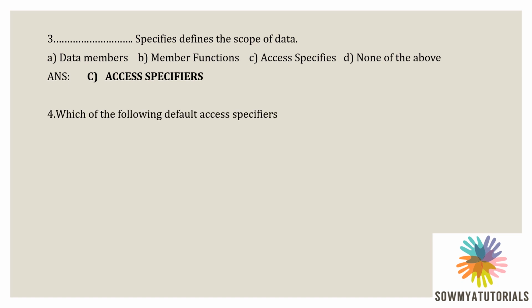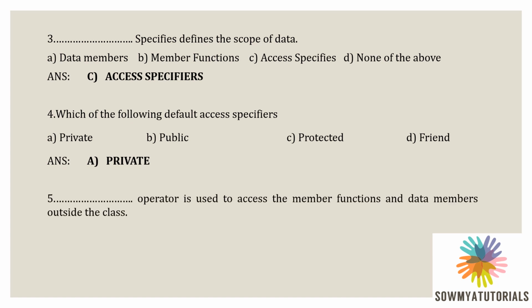Question number 4. Which of the following is the default access specifier? Options are private, public, protected, and friend functions. So the answer we get is private. I already told that. By default the access specifier is private, which means that if no access specifier is mentioned in the class, by default private is used.